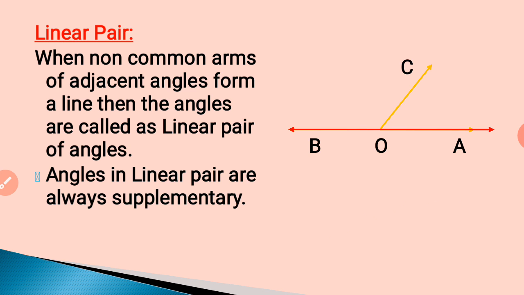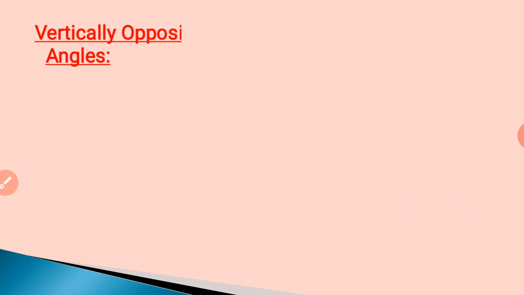Angles in a linear pair are always supplementary. Actually, the measure of angle AOB, it's a straight line, so it is always 180. That is why the sum of the two angles making a linear pair will always be 180 degree. Next, the last set for now, vertically opposite angles.